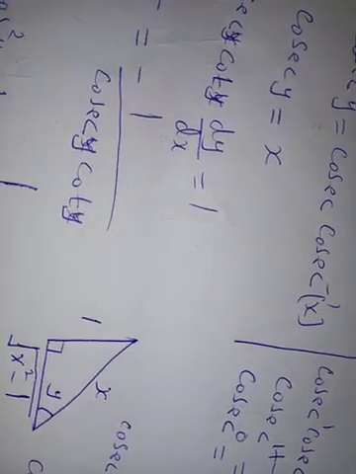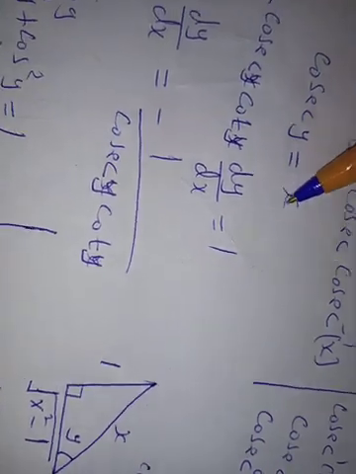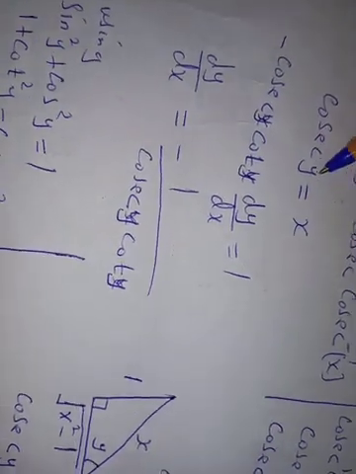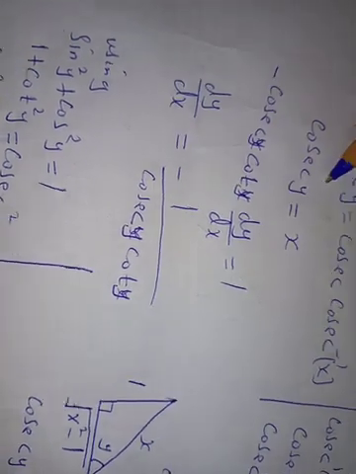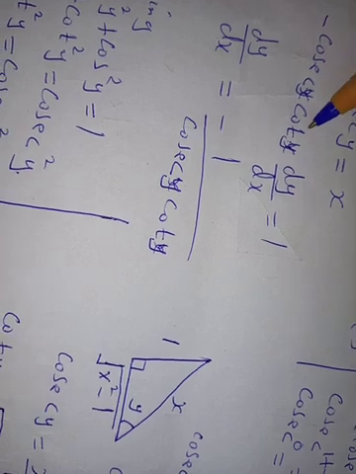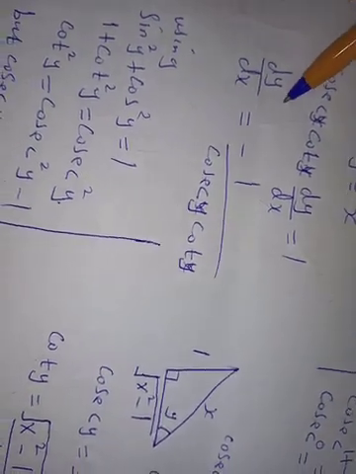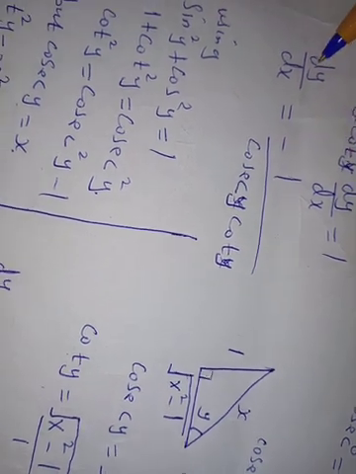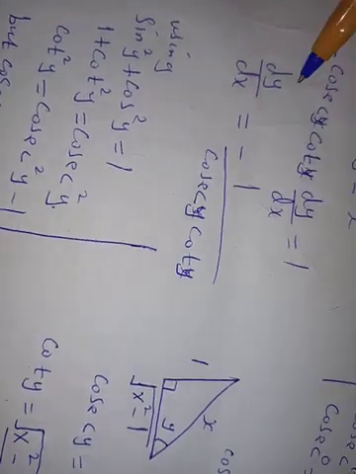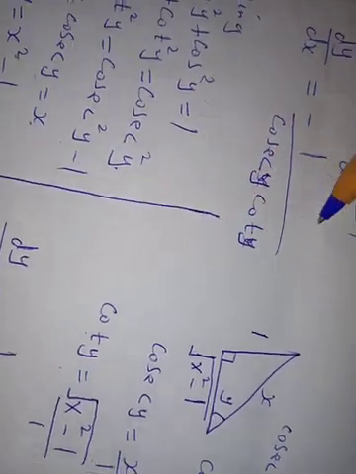So you have 1 times x, which is x. So cosec y is equal to x. So we differentiate this implicitly, and we are going to get negative cosec y times cot y dy over dx. You divide both sides by negative cosec y times cot y to be left with dy over dx, which is negative 1 over cosec y times cot y.